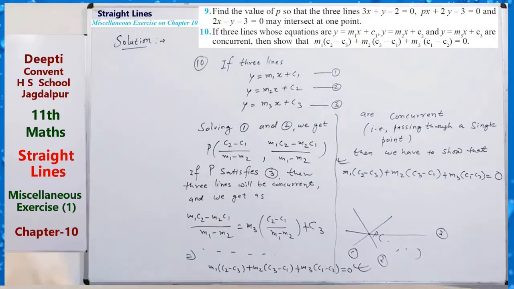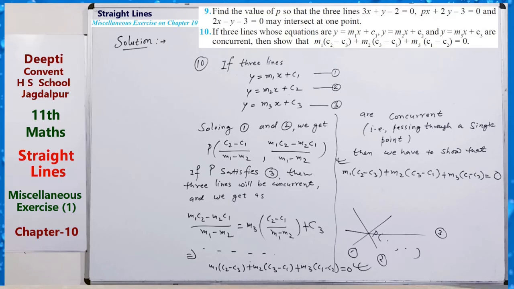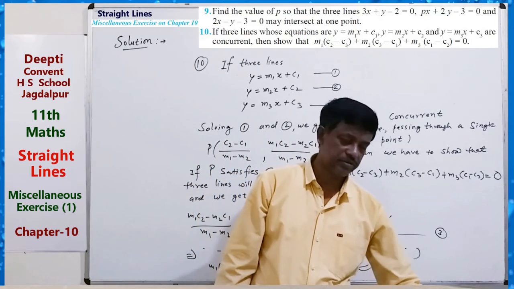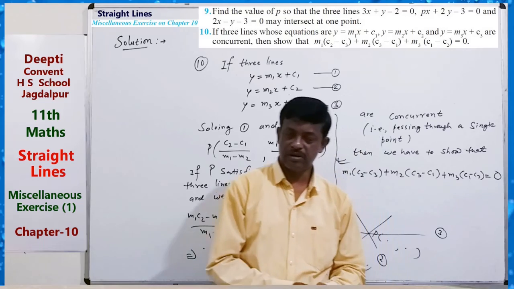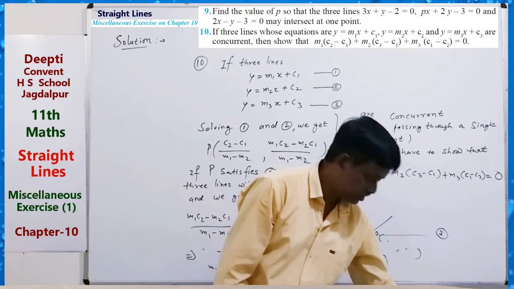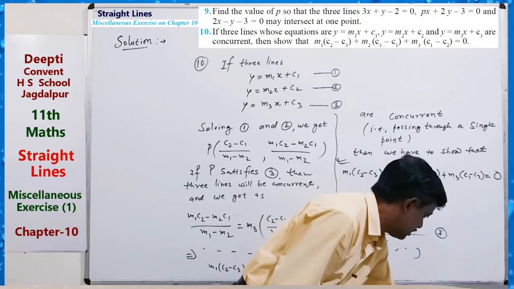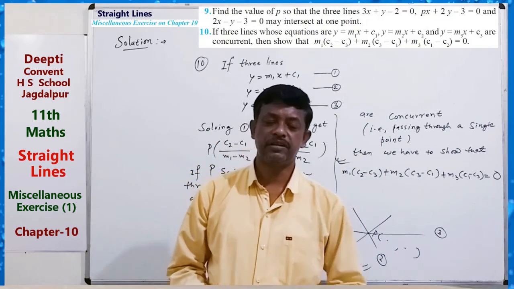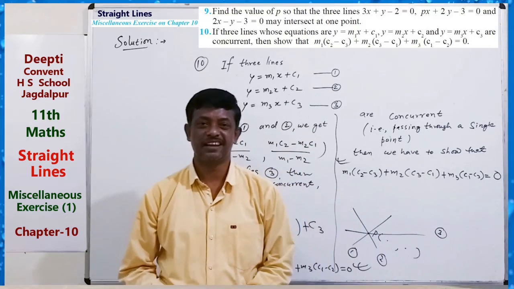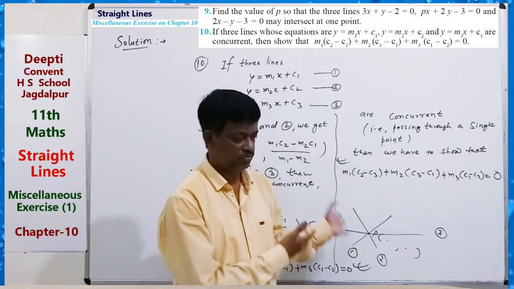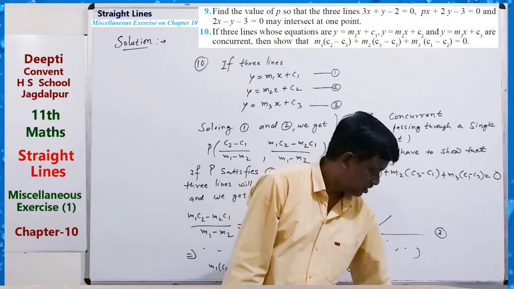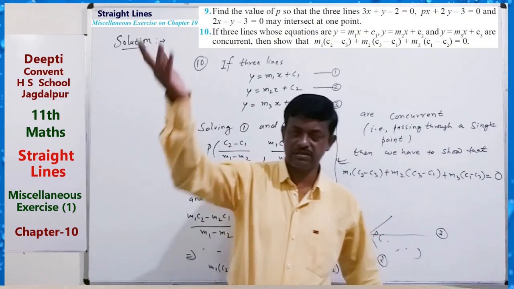In a similar technique you can solve the remaining questions. Just take help from the reference book also and solve all the questions in your homework copy. Today we are completing the chapter straight line. The remaining questions 10 to 12 from the miscellaneous exercise I will solve later in the revision class.